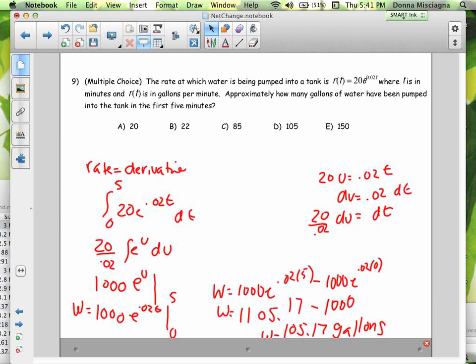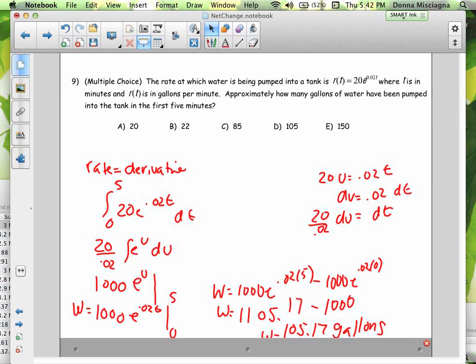So u is 0.02t, the exponent on e, and then the derivative of that is 0.02 dt. So that means I need to divide by 0.02. So 0.02 du is going to replace dt. The 20 stayed, and the 0.02t was replaced with u. 20 divided by 0.02 becomes 1,000. So we integrate, and by the way, it's how many have been pumped into the first 5 minutes. You're evaluating from 0 to 5, right?